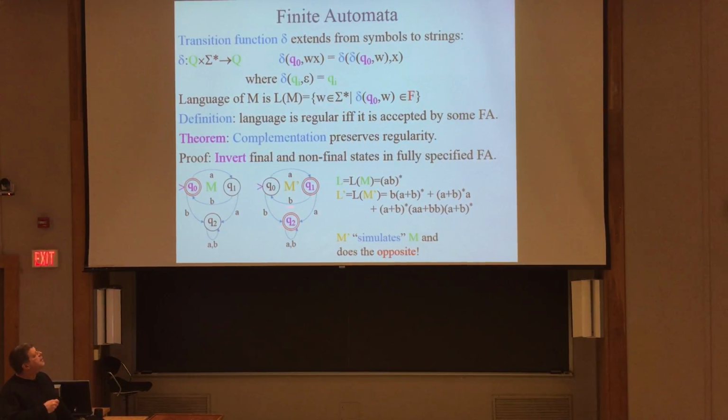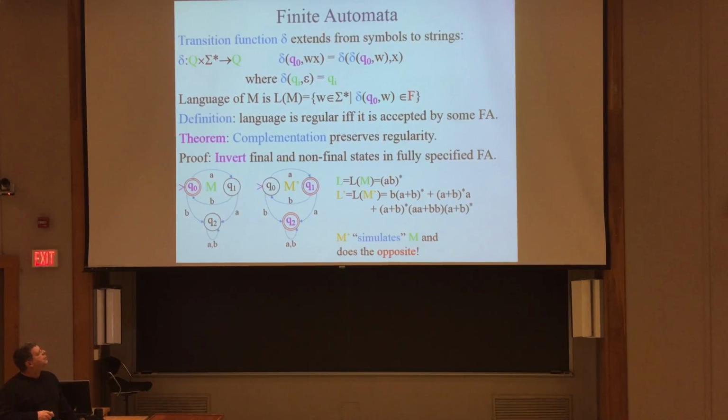And this new machine does whatever this machine does, except if this machine was in a final state at the end and accepted, this machine will be in a non-final state at the end and reject, and vice versa. How many get that? So you're sort of being contrary. This machine does the opposite of what this machine would do. It does what this machine would do until the very end, and then flips the answer from yes to no and no to yes by negating the final and non-final states.